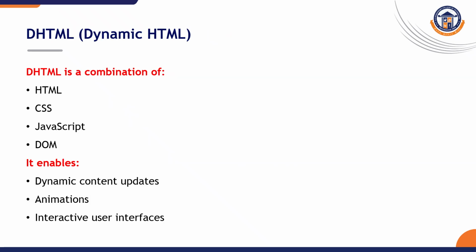DHTML, that means dynamic HTML. DHTML is a combination of HTML, CSS, JavaScript, and DOM. It enables dynamic content updates, animations, and interactive user interfaces.